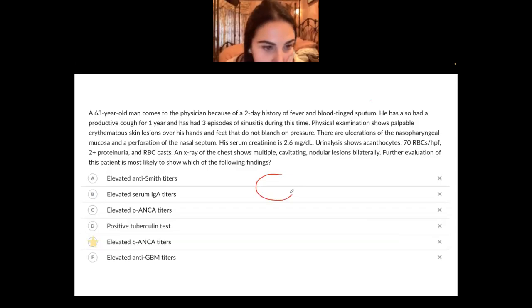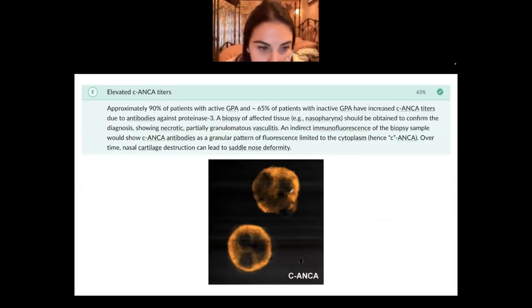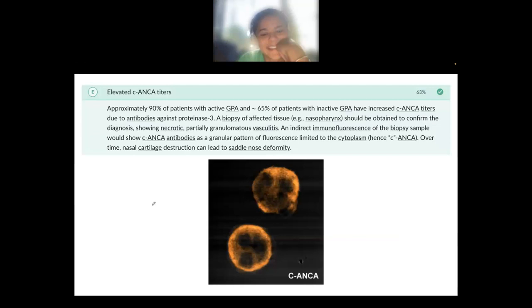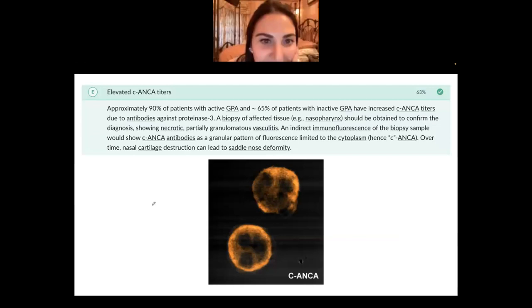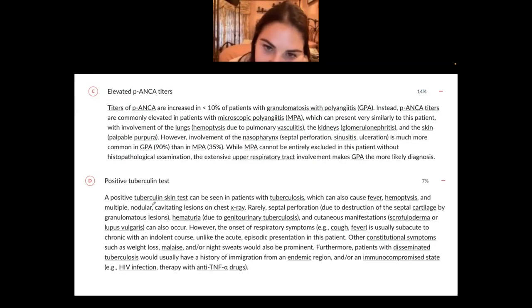I think we got it though with E. I'm assuming since we're not saying anything. Yes. Good job, guys. The C. This is Wegener's. But I also like the picture that they provided with the C-ANCA, which again is just antibodies against the cytoplasm of the white blood cell, versus P-ANCA. That's your granulomatosis with polyangiitis. Wow, I'm very impressed. You guys know your vasculitides.